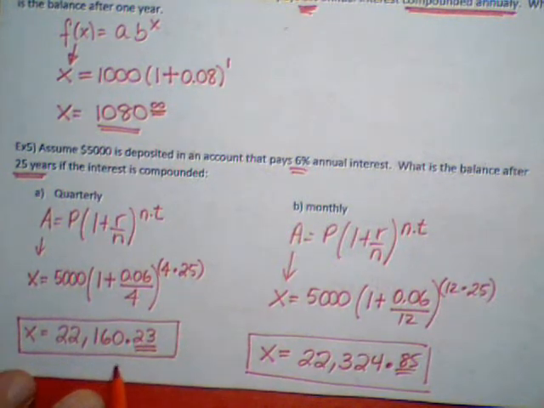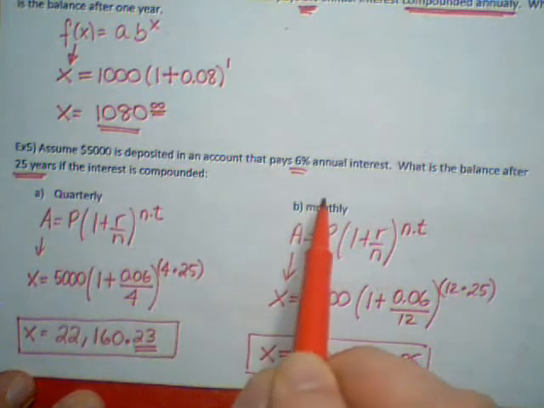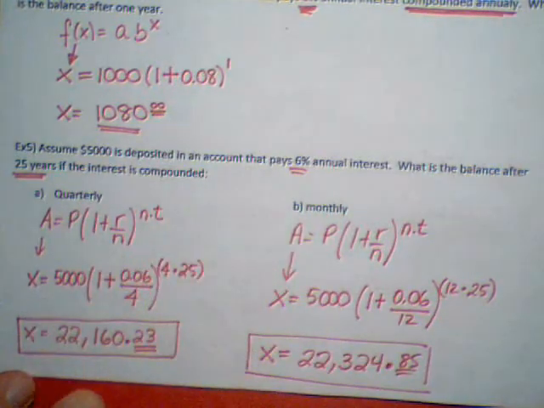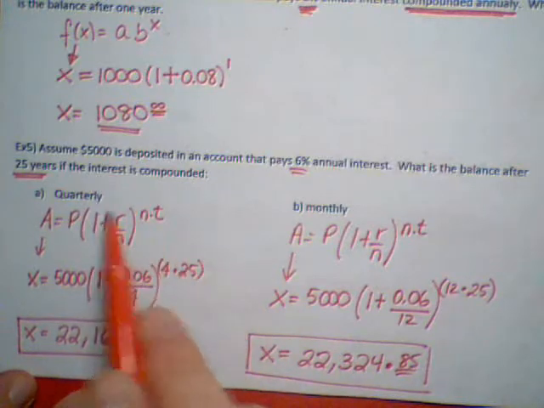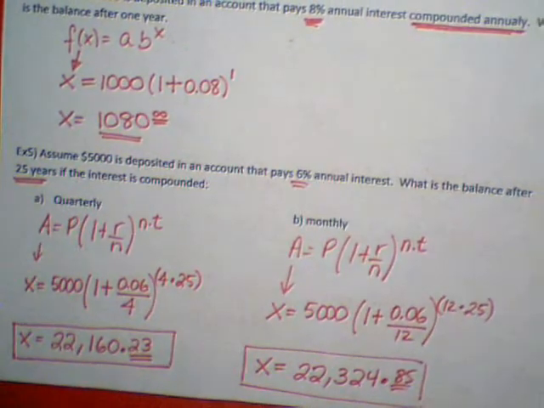So, as you can see, the more payments that bank gives you, or the greater the number of times the bank compounds the interest, the greater is going to be your return. Okay, so if you have a choice between quarterly and monthly, pick the monthly. Okay, and so forth. All right.